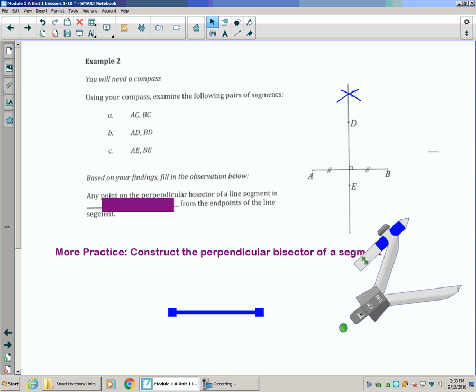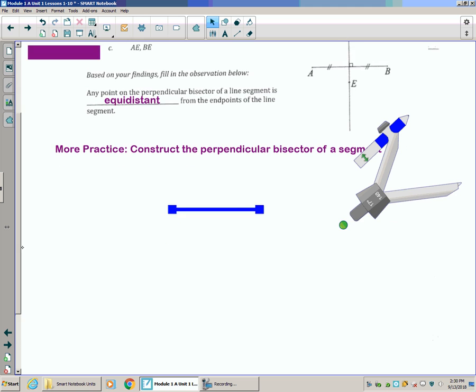Basically, what that tells me is any point on the perpendicular bisector is going to be equidistant from the endpoints of the line segment. So from D to A and from D to B will be the same exact distance, and the same is true from E to both endpoints.